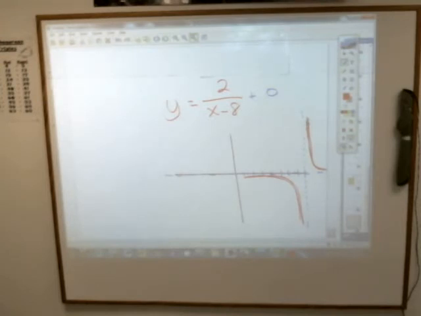Yeah. It looks hard, but it is exactly how you graph it. It looks too easy, but it's hard.